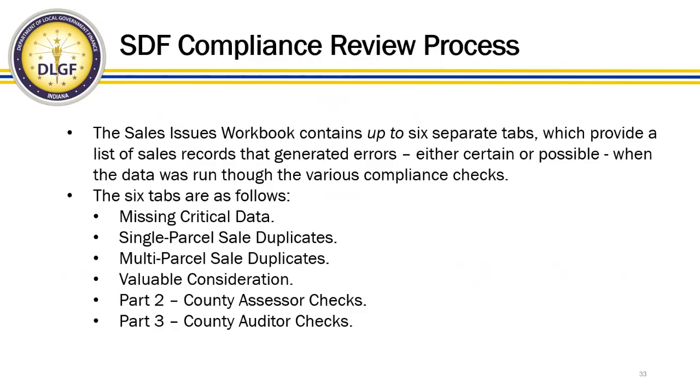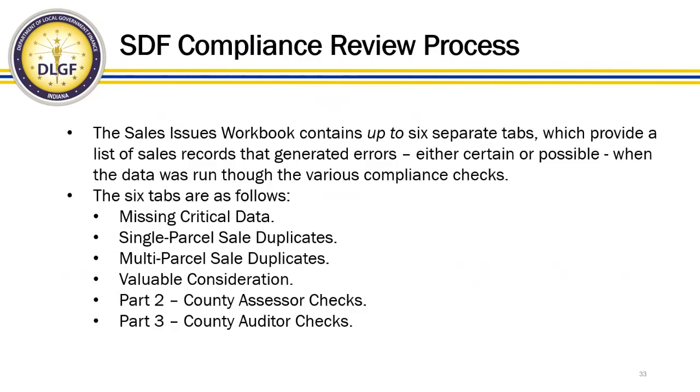The 6 tabs that you may see on your workbook are the Missing Critical Data tab, the Single Parcel Sales Duplicates tab, the Multi-Parcel Sales Duplicates tab, the Valuable Consideration tab, the Part 2 County Assessors Checks tab, and then the Part 3 County Auditors Checks tab.